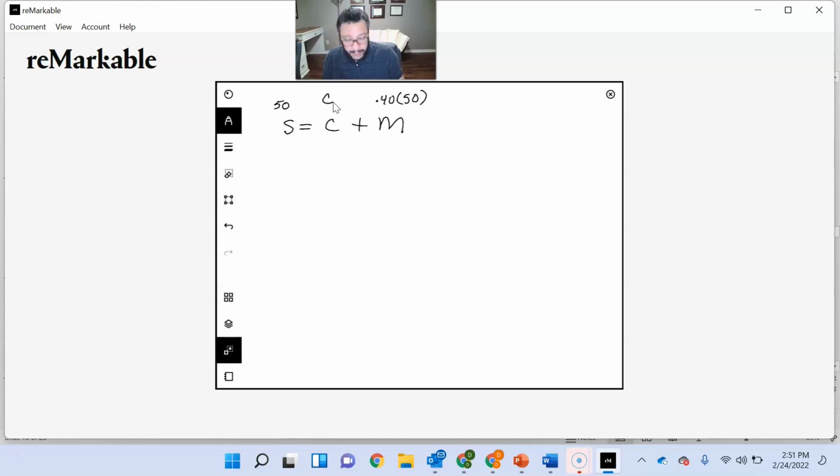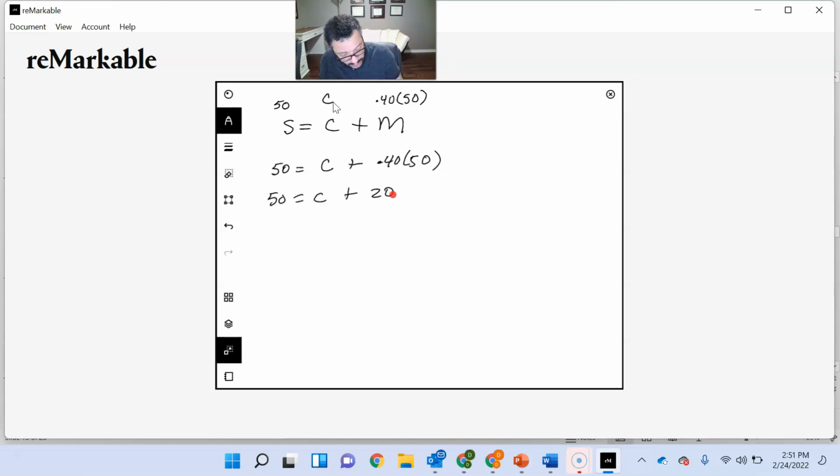Now we have a problem that we can work, right? So 50 equals C plus 0.4 times 50. So 50 equals C plus, what is 0.4 times 50? 20. And we don't want to know what C plus 20 equals. We want to know what just C equals.